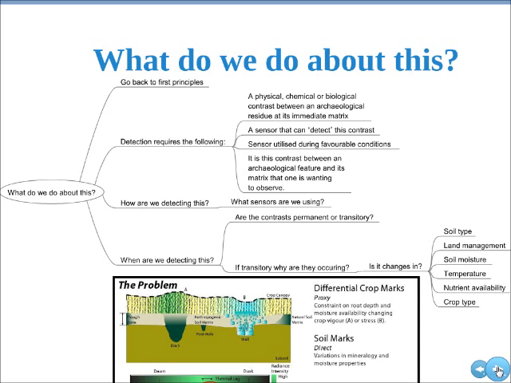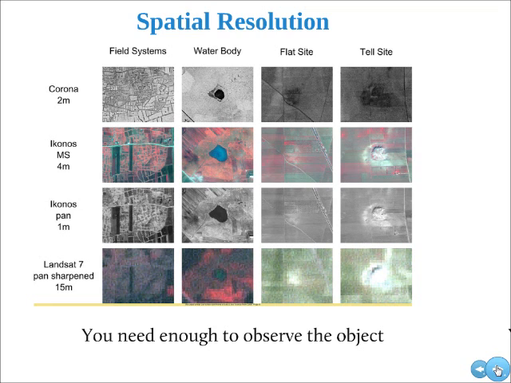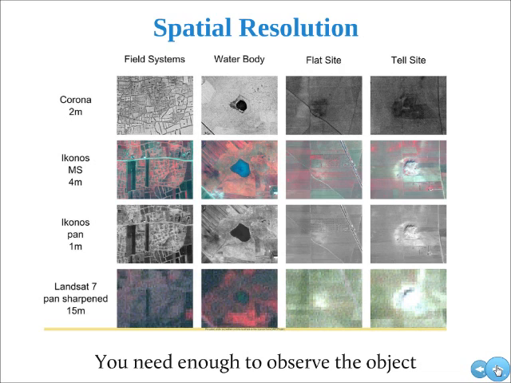Primarily, we need to get a better understanding about the resolution. And resolution falls into four strands. There's the spatial resolution. It needs to have a fine enough spatial resolution so we can actually observe the object we're interested in. All of these images here refer to the same area, and as you can see, we can't see very much in Landsat for these field boundary walls, although you can detect these soil marks from tells.